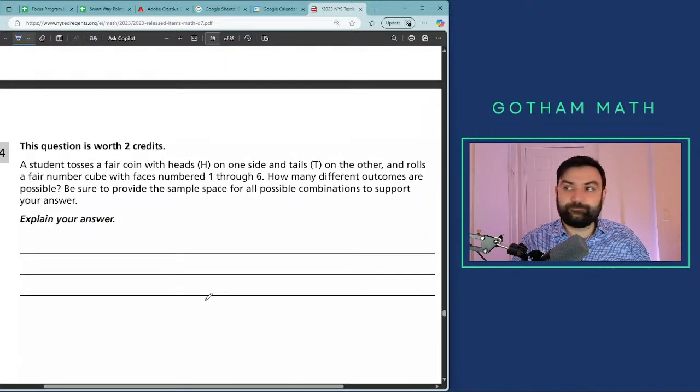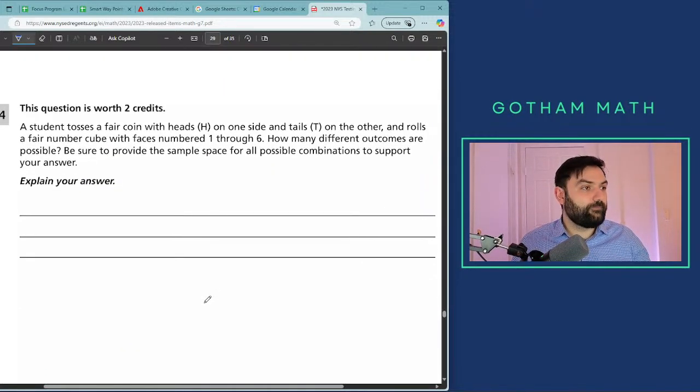44. A student tosses a fair coin with heads H on one side and tails T on the other, and rolls a fair number cube with faces numbered 1 through 6. How many different outcomes are possible? Be sure to provide a sample space for all possible combinations to support your answer.